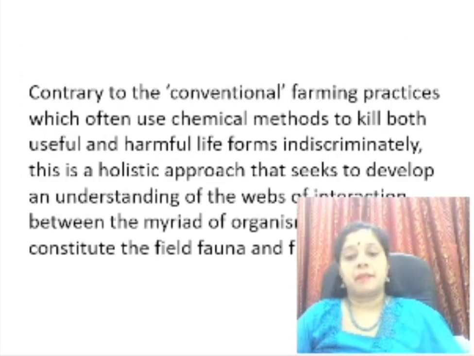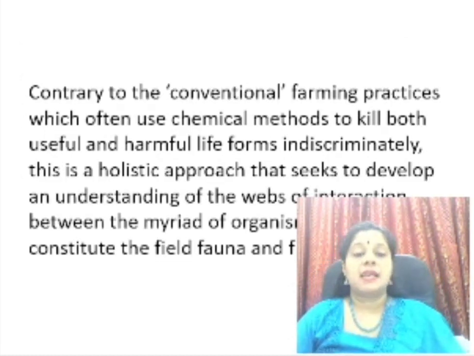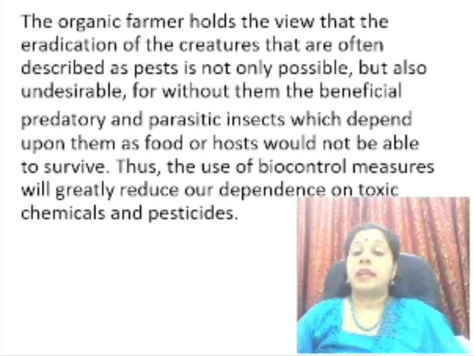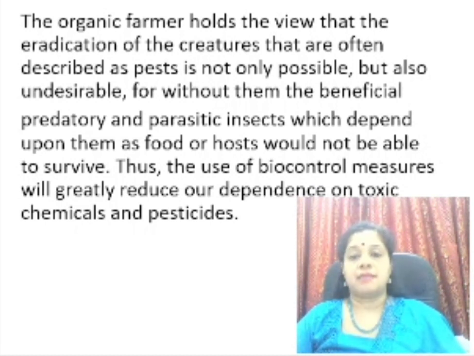Contrary to conventional farming, as I mentioned, where we use chemicals and useful and harmful life forms are killed indiscriminately, this is a holistic approach that seeks to develop an understanding of the webs of interaction between the myriad different types of organisms that constitute flora and fauna. Flora means plants, fauna means animals. The organic farmer holds the view that eradication of the creatures that are often described as pests is not only impossible but also undesirable.